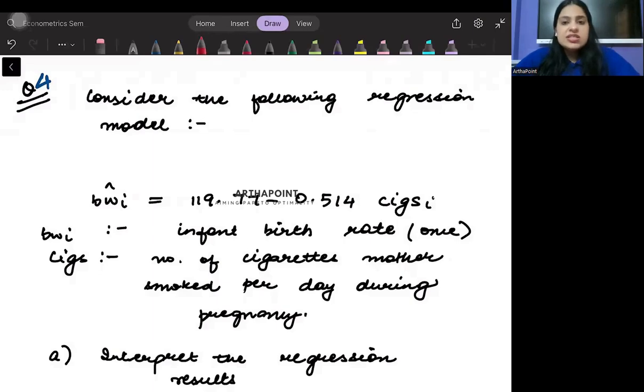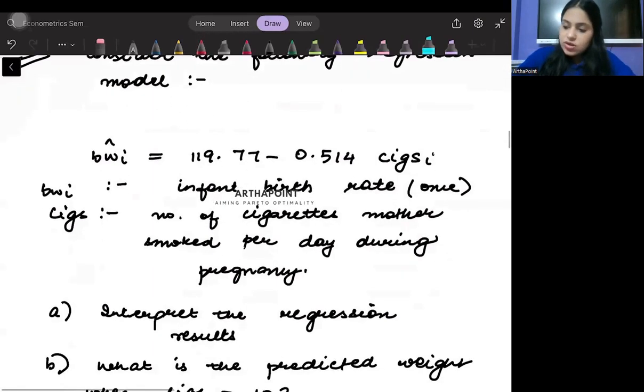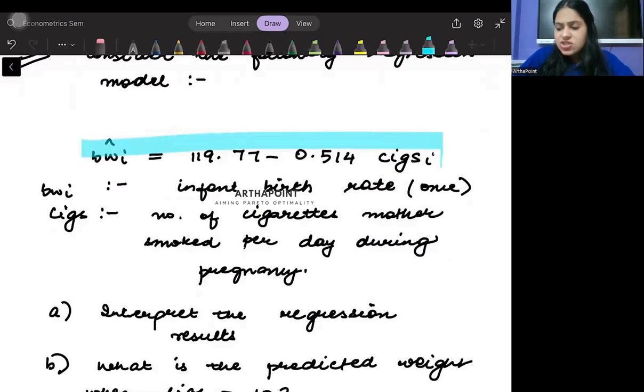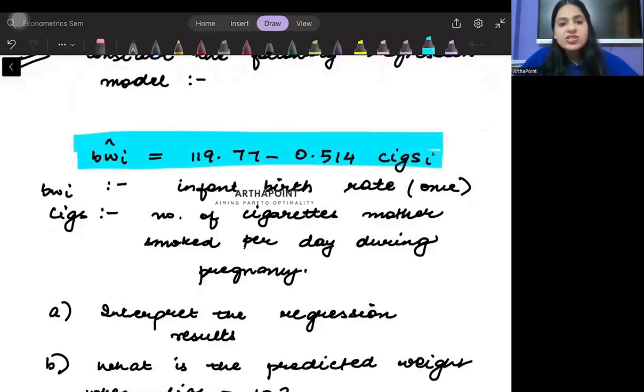Okay, now this says consider the following regression model. BWI hat just represents the sample, and the hat just represents that this is the expected value, and it is without the error term. So you have this part as the estimated part, right? It is equal to 119.77 minus 0.514 CIGS.